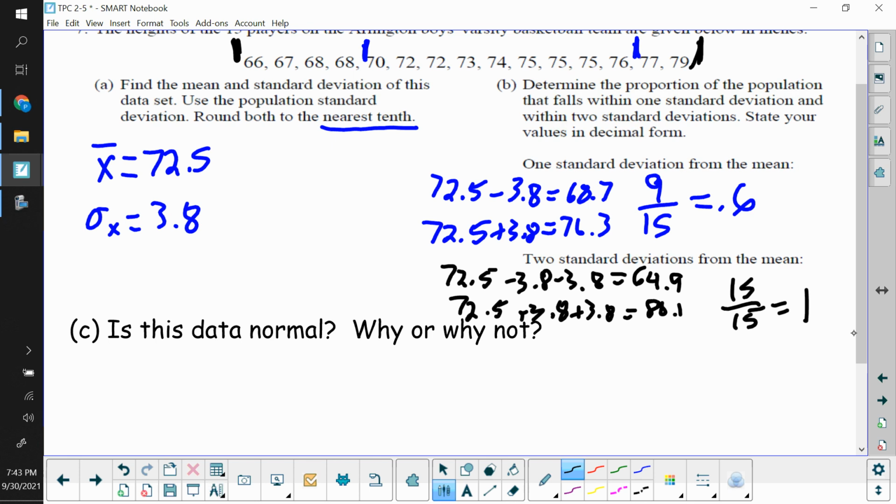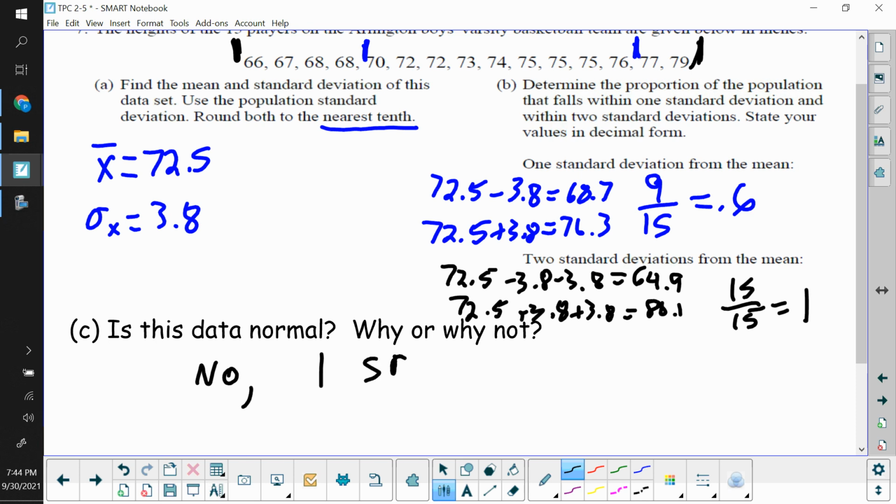So we want to know if this data is normal or not. Well, we're never going to get a data set that's perfectly normal. So we always want to think about, is it approximately normal? Our targets, if it was normal, would be 68% and then 95% for 2 standard deviations. If you're within a couple percent of those in either direction, we would usually say that it is approximately normal. But 60%, that's 8% away. So 100%, that's 5% away. So we would probably want to say no.